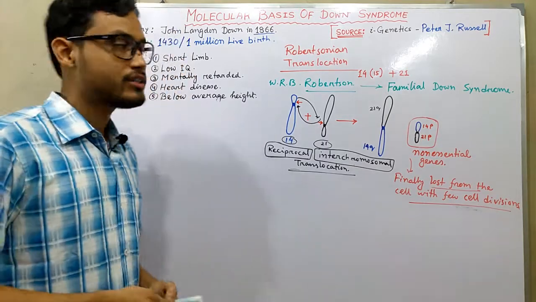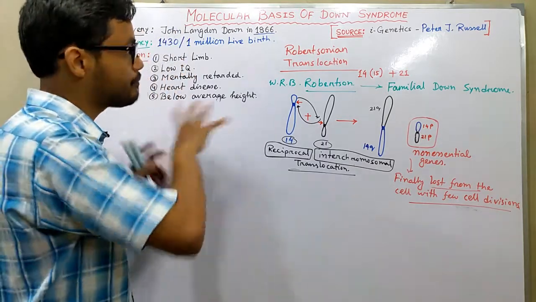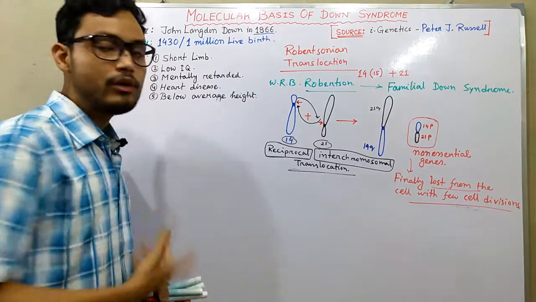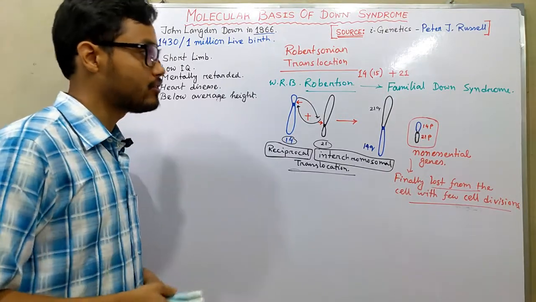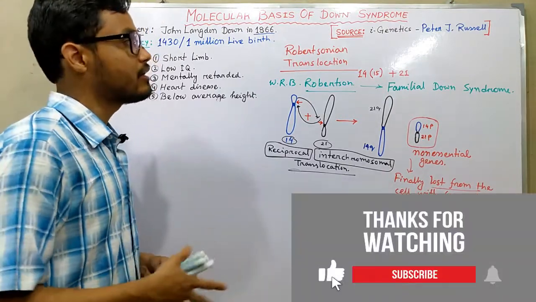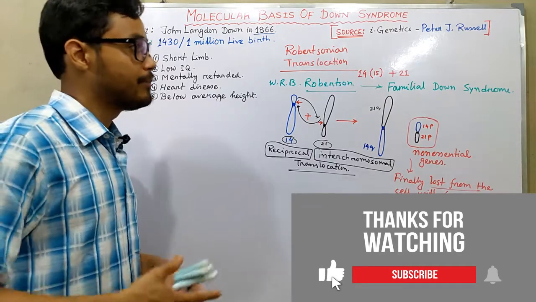I hope this video is helpful for you to understand both the molecular basis of 21 trisomy and Robertsonian translocation. The source is iGenetics, 3rd edition, by Peter J. Russell.